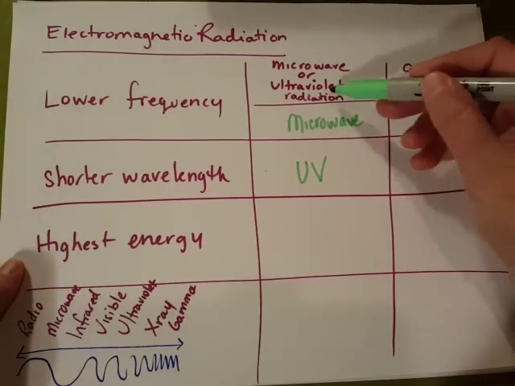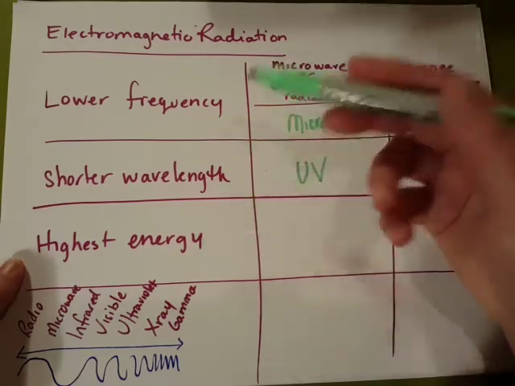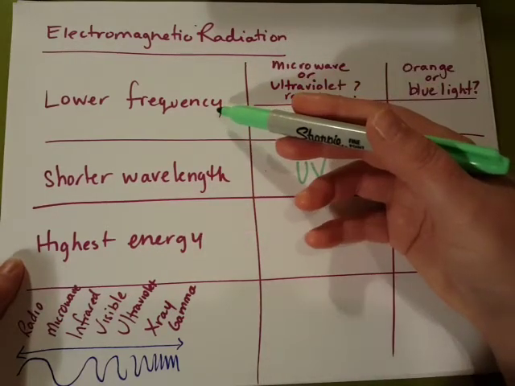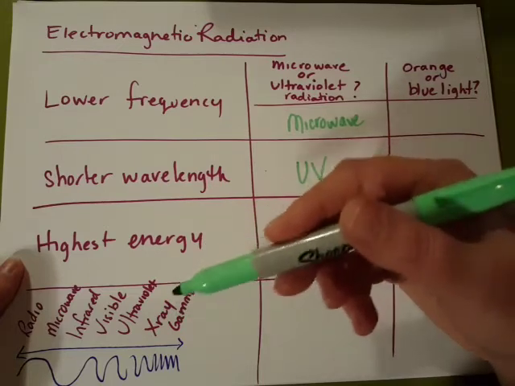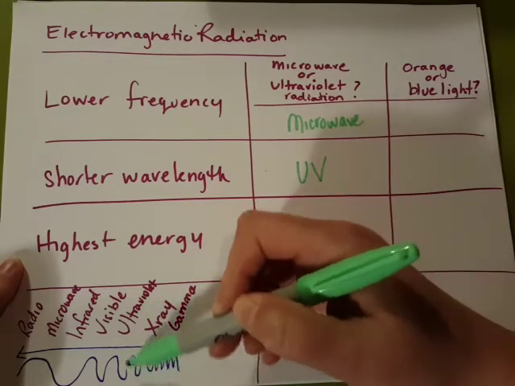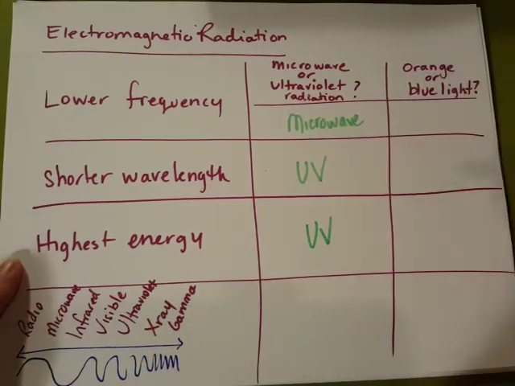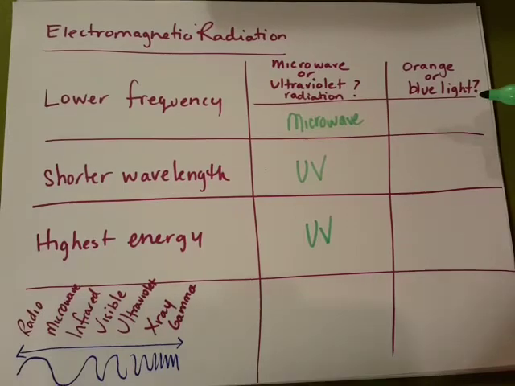So of microwave or ultraviolet, which has the highest energy? Again, energy is sort of synonymous with frequency, so which is the highest frequency, and we're high frequency over at the gamma ray end. So ultraviolet will be the highest energy of microwave or ultraviolet.